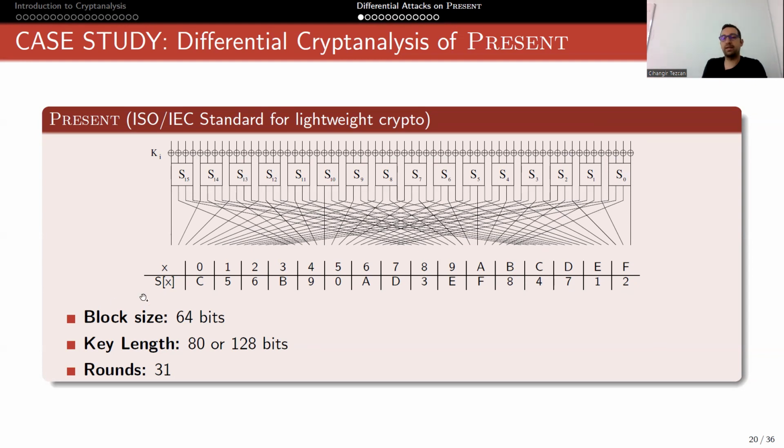So look at this example. Assume that the input was 0. If I'm flipping the rightmost bit, the output will change from C to 5. But if the input is 2, and I flip the rightmost bit, it will be 3. So the output will change from 6 to B. Okay? This way, 9 will go to 0, A will become D. So you can see what I'm going at with this, right? If I introduce a difference, I'm looking at what kind of differences I observe.